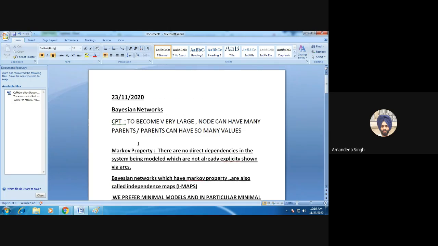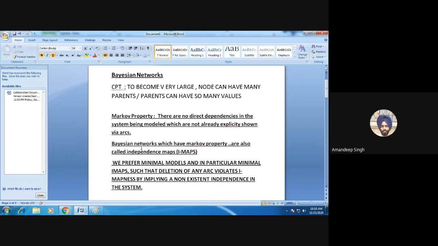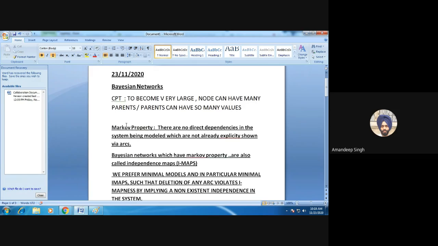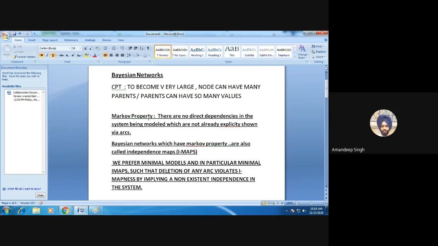Fine. So talking about the summary, we basically discussed the Markov property. And why did we discuss that? Because we saw that in Bayesian networks there are conditional probability tables, and if the nodes have too many parents, then the CPTs would become so large. To avoid that, we can use the Markov property in our Bayesian networks.